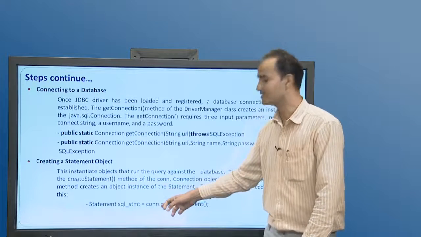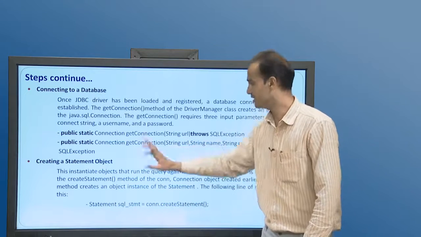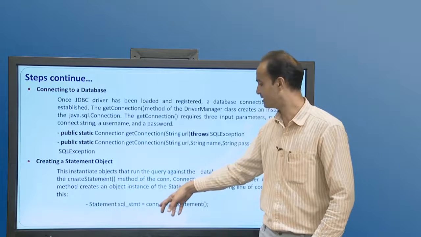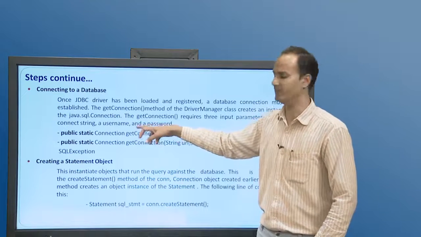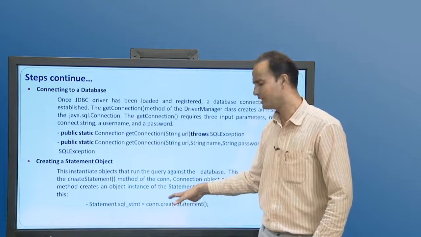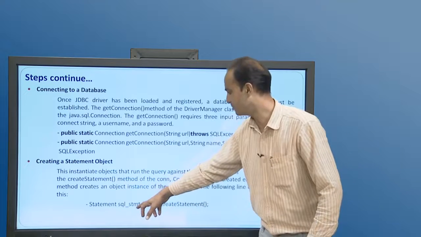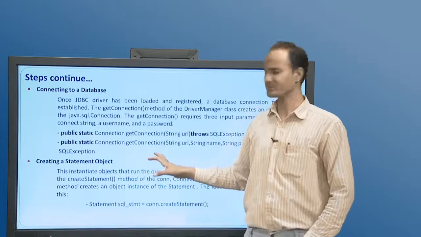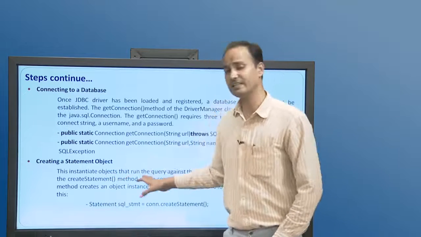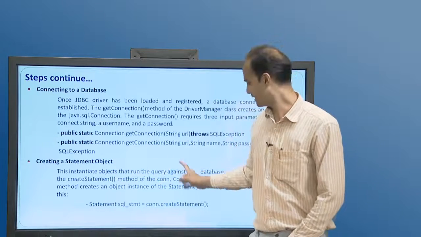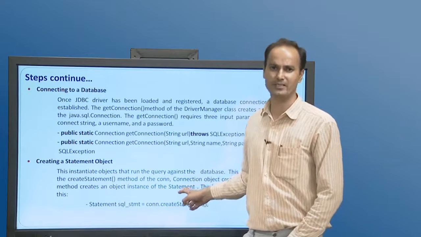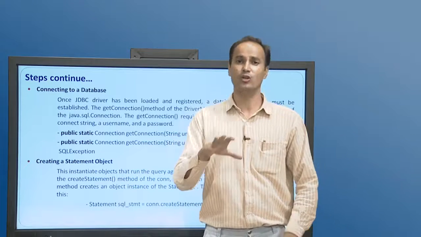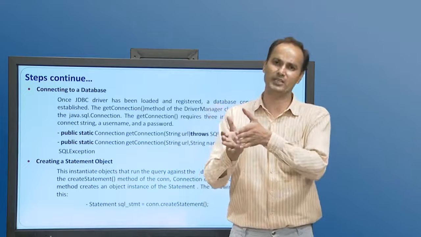The connection instance helps us to create a statement using the method createStatement. So createStatement is a method of the Connection interface. Once this method executes, it will return us the statement instance. So we are creating the statement instance using the connection's createStatement method. Once this executes, we have a statement instance to fire the query to the underlying database.